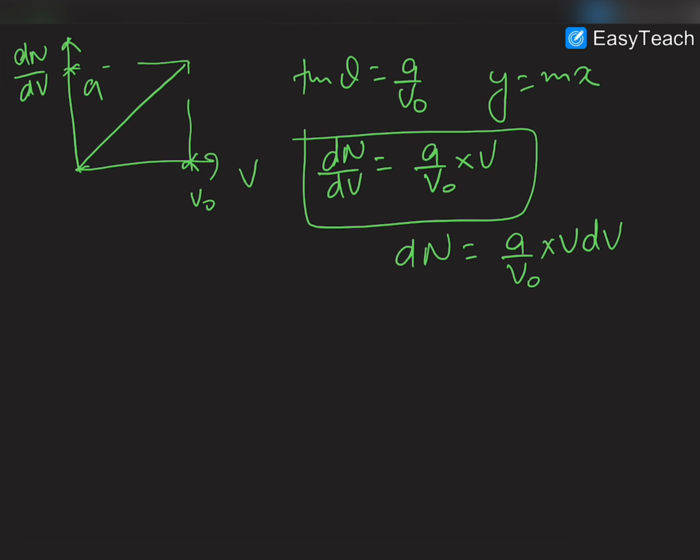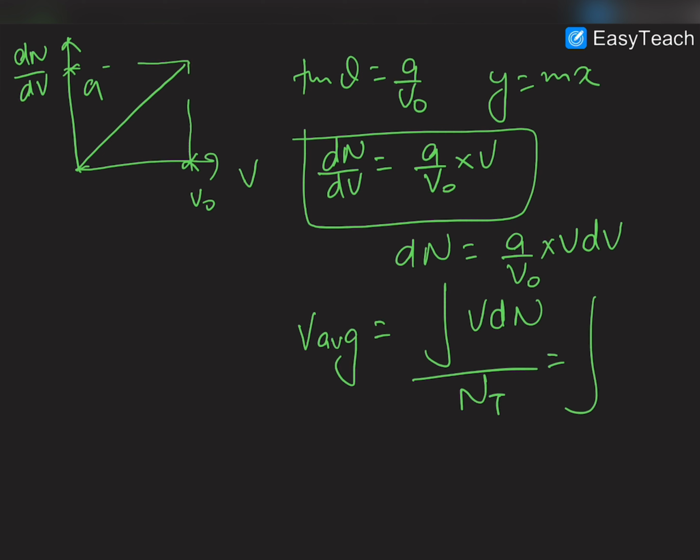So we know that V average will be integration of V dn upon NT, total number of molecules, and limit we would use in the later part. So V dn integration would be A V square by V0 into dv, and limit would be 0 to V0, because here the maximum possible speed is V0. So this is n total.